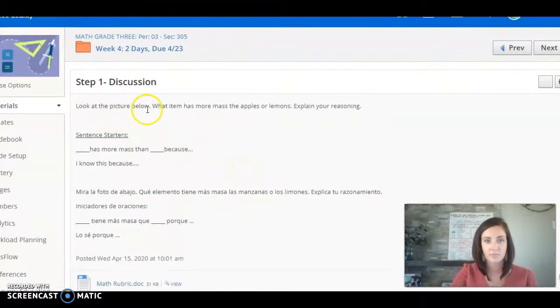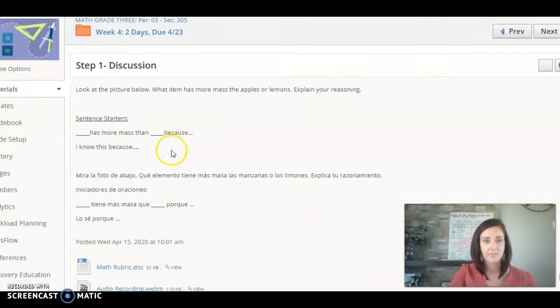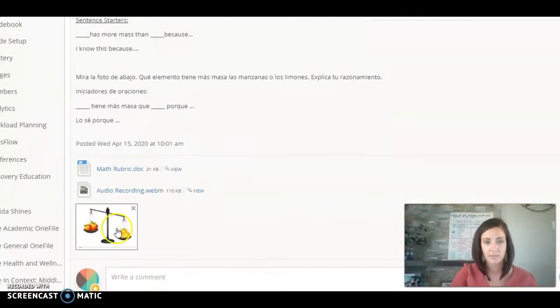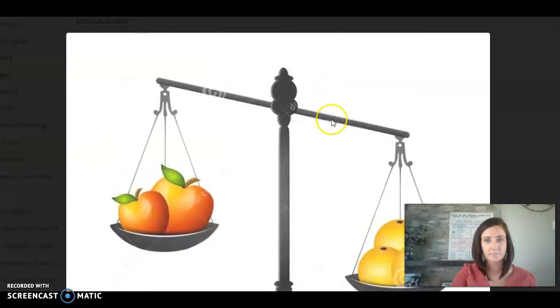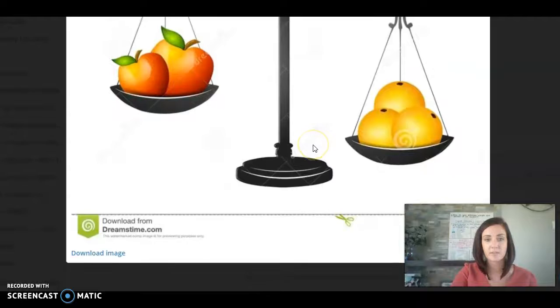It says, look at the picture below. What item has more mass, the apples or lemons? Explain your reasoning. I also have your sentence starter, and then you have your rubric down here, and then your pictures of what you're going to answer. They want to know which one has more mass, the apples or the lemons.